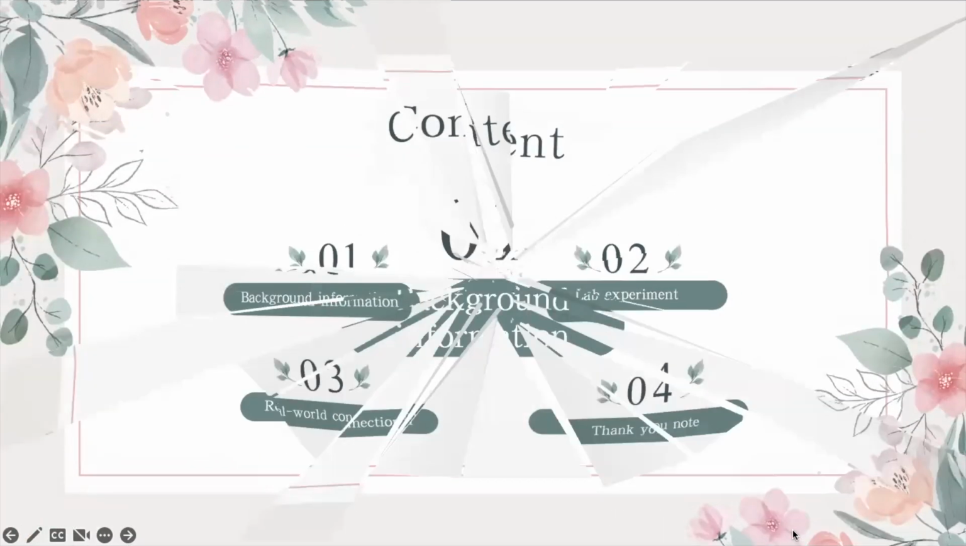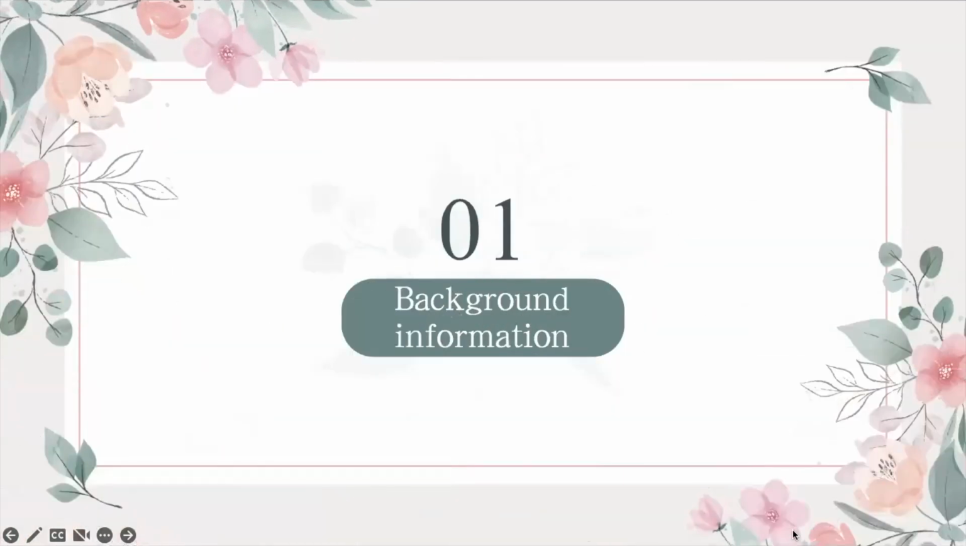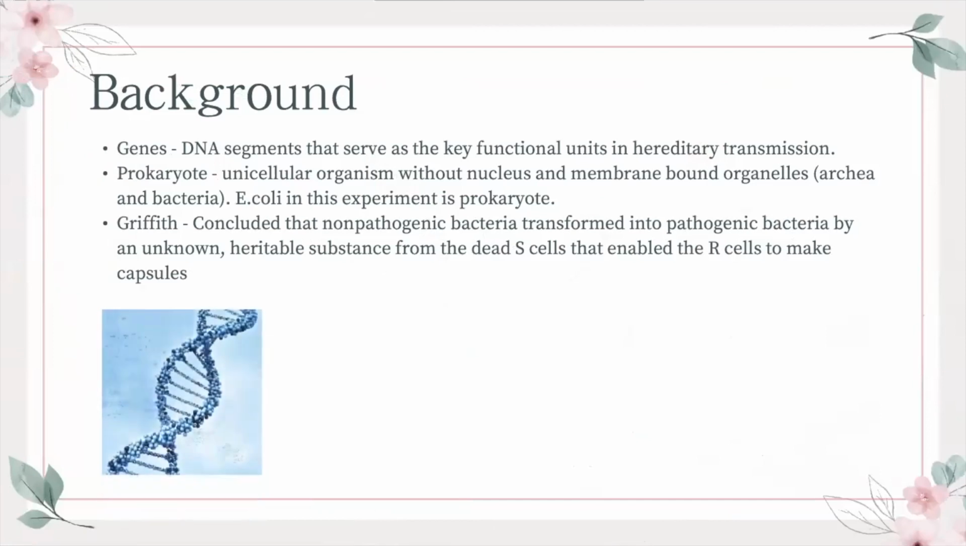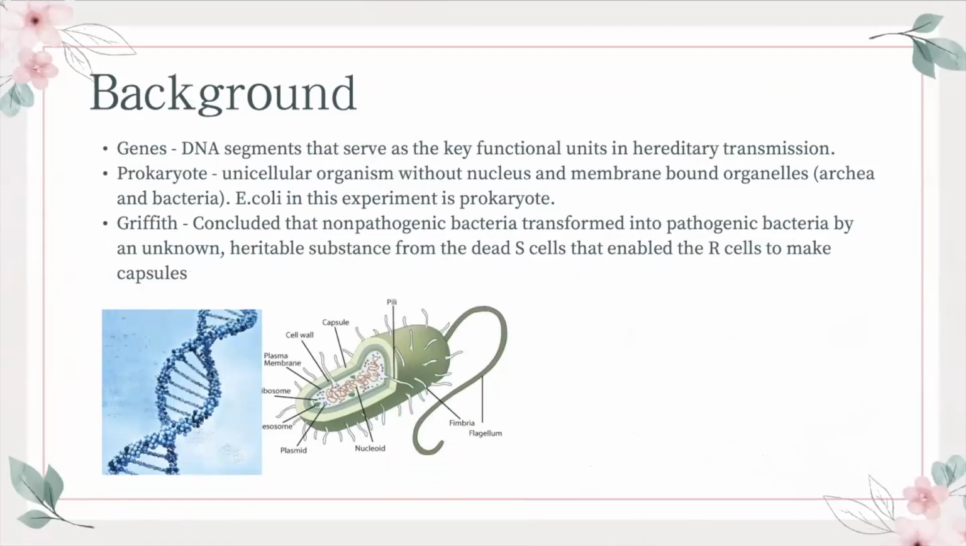Before we dive into the specifics of this experiment, let's establish some key background information. Genes, the DNA segments that serve as the essential functional units in hereditary transformation, play a crucial role in the inheritance of traits from one generation to the next. Our protagonist is E. coli, a prokaryote, a unicellular organism without a nucleus or membrane-bound organelles.